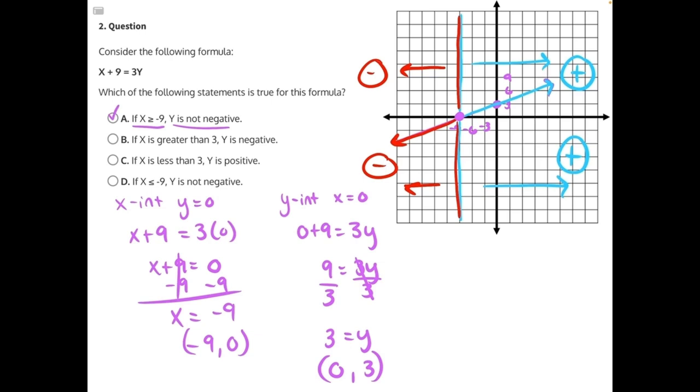If x is greater than 3, y is negative. X is equal to 3 would be right here. Greater than would be to the right, and that would put us in the positive territory, not in the negative territory. So B is incorrect.